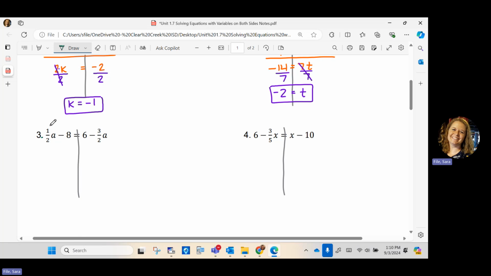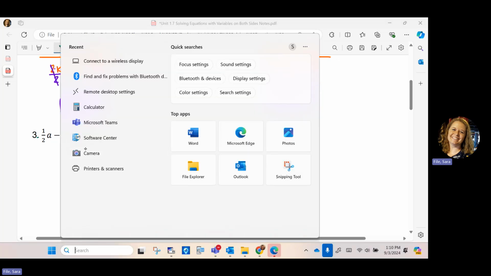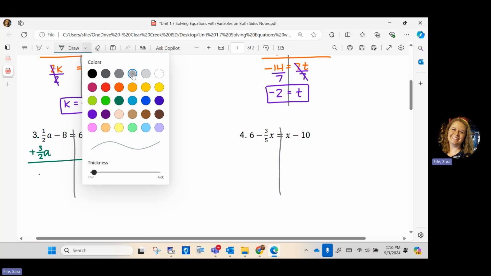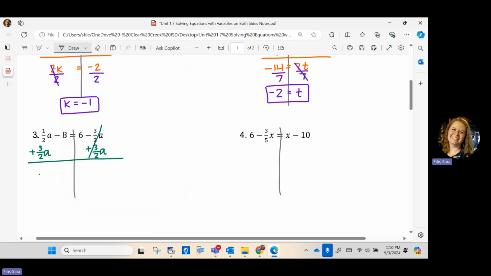So I've got 1/2 A and -3/2 A. Okay, some people want to say 1/2 is smaller than 3/2, but this is -3/2. So this is actually a lower value. Okay, so I'm going to move it by addition. I'm going to add 3/2 A to both sides. Now, if you need to come here in the middle and figure out your fractions, you're doing 1/2 plus 3/2. What does that give you?